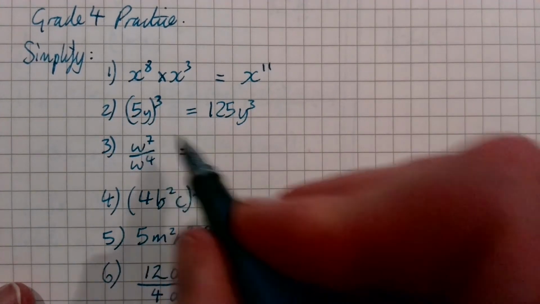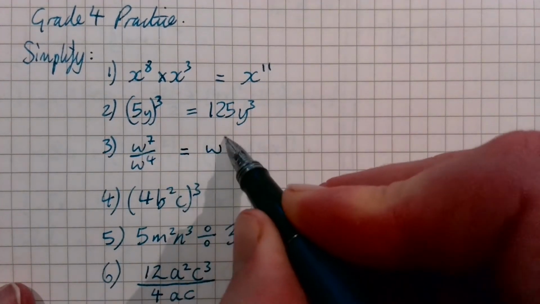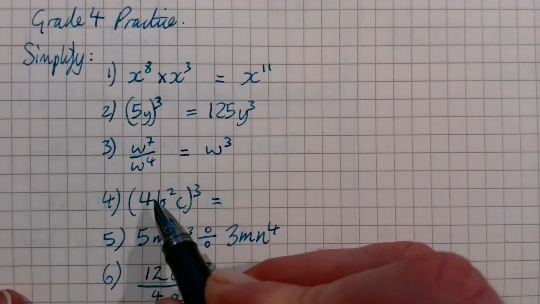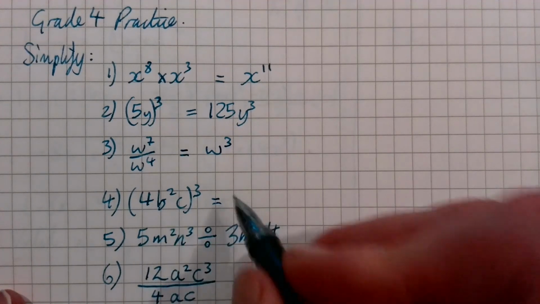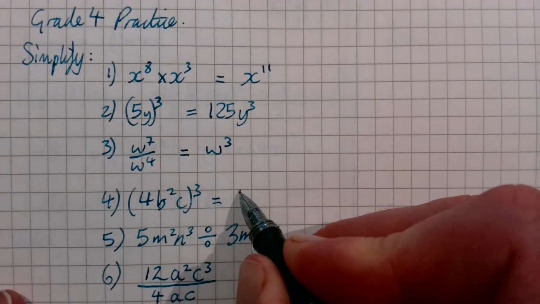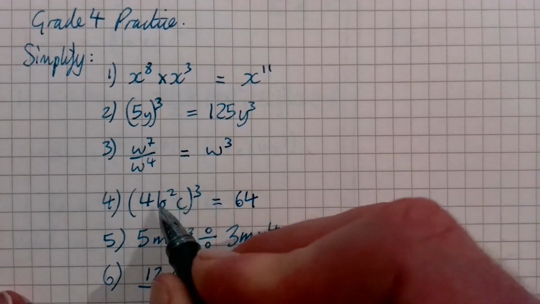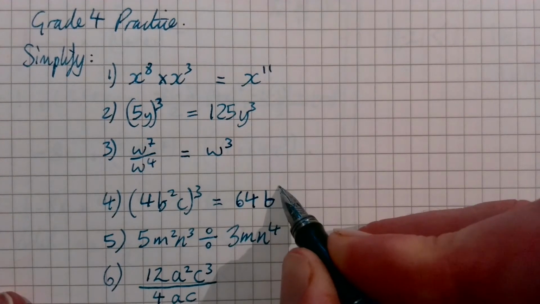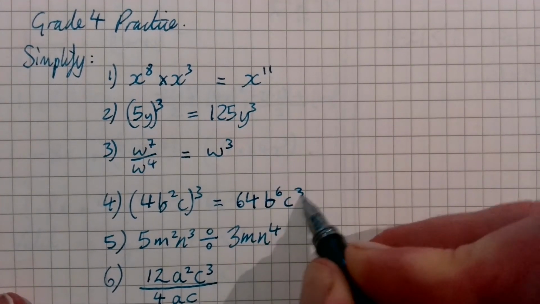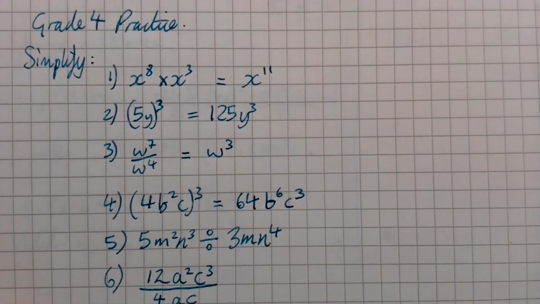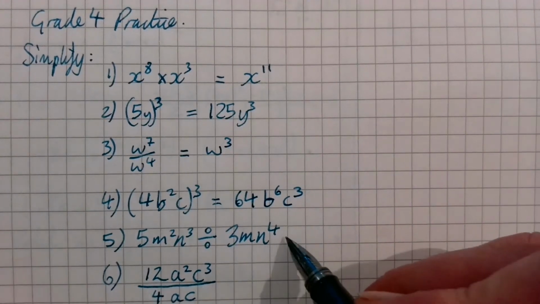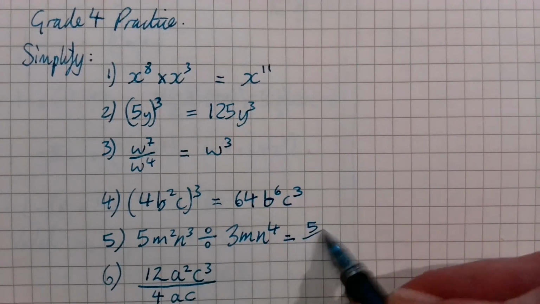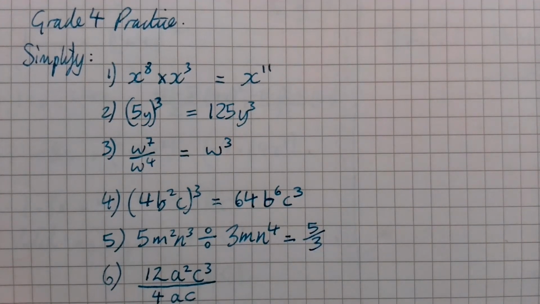If you take the 4 from the 7, when you're dividing, you get w to the power 3. So here, all of this needs to be cubed, so I need to do 4 cubed. 4 cubed is 4 times 4 is 16 times 4 is 64. b squared to the power 3 is going to be 2 threes are 6, and then the c will be to the power 3. The fifth one, we are going to have to do 5 divided by 3, which you can just write as 5/3 to be honest.